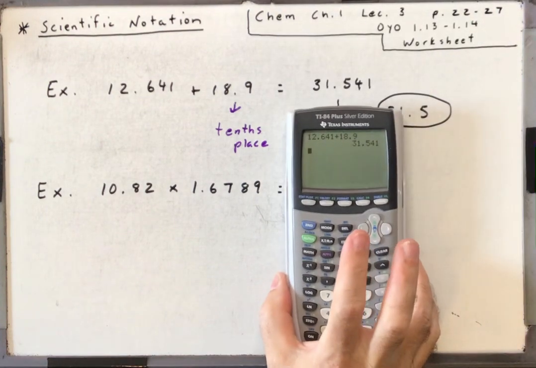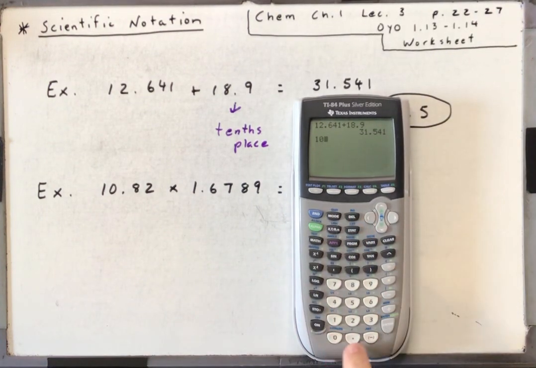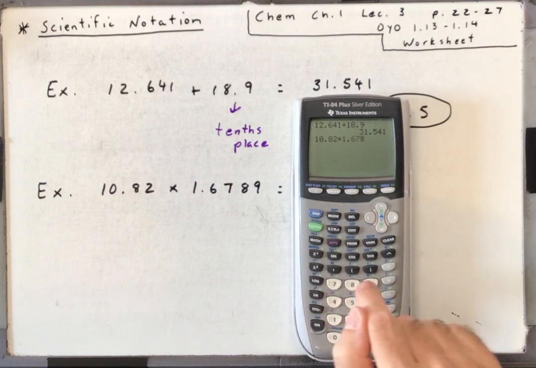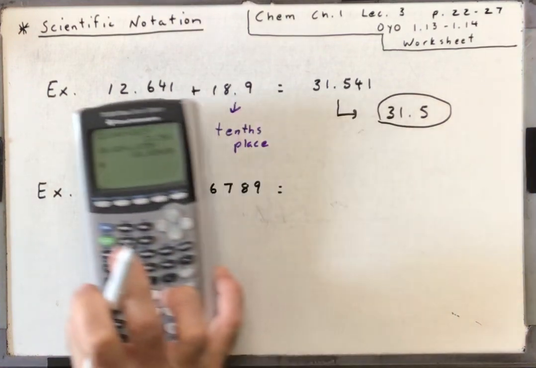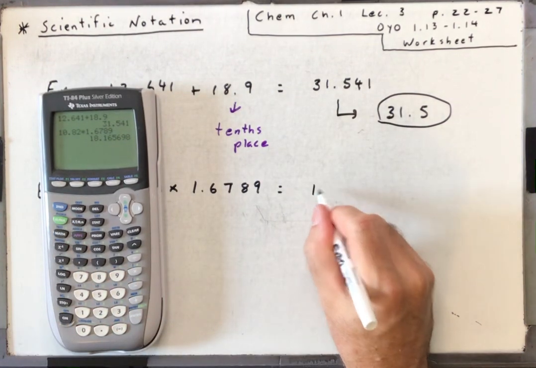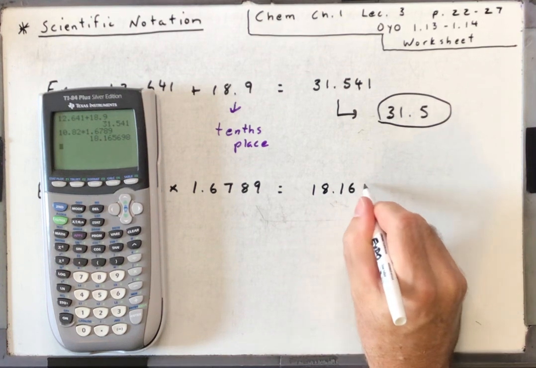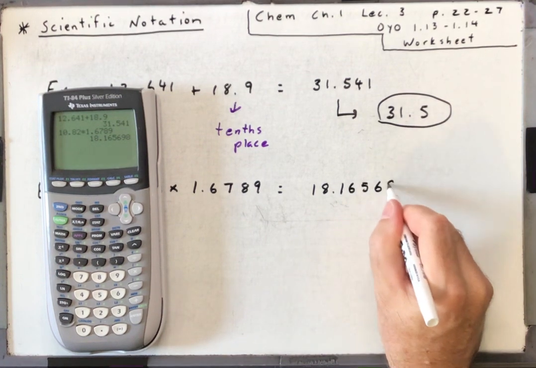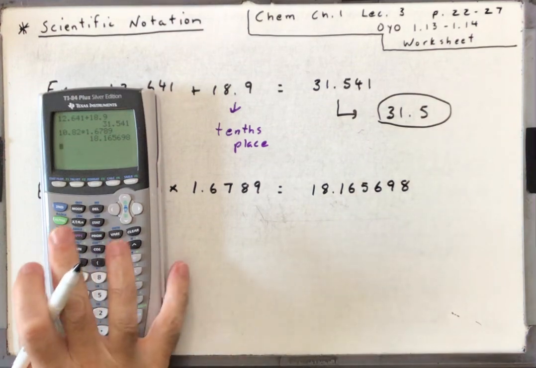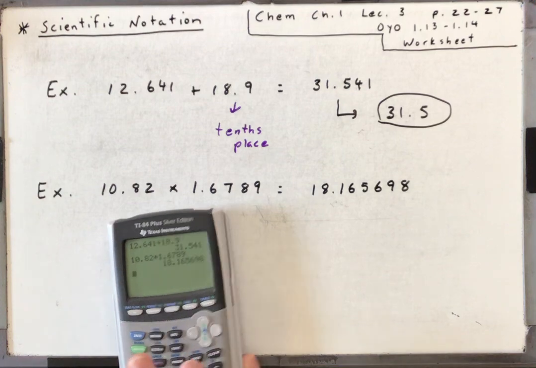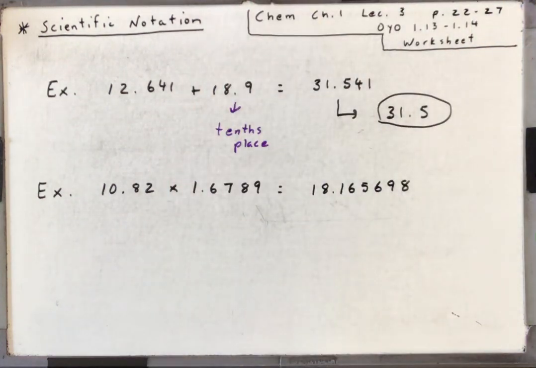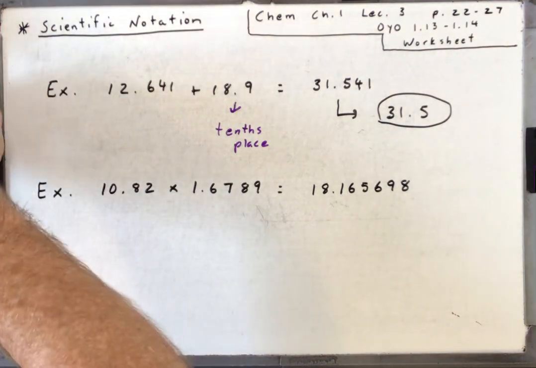Now, the calculator's not going to round it right. So 10.82 times 1.6789. The calculator is going to tell us 18.165698. All right, so that's a ridiculous level of precision. So we've got to round it to the least number of significant digits or figures.